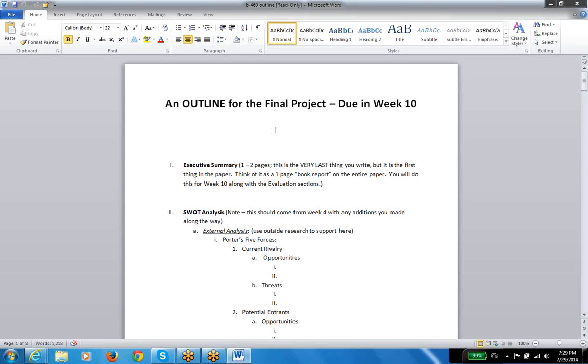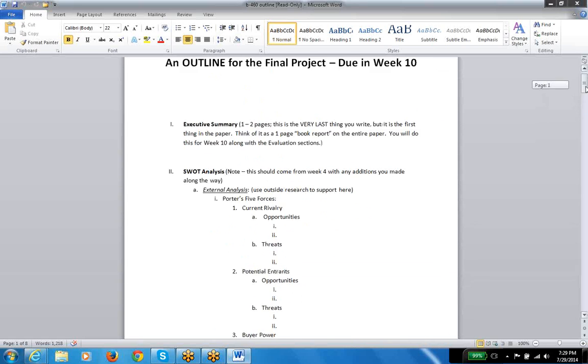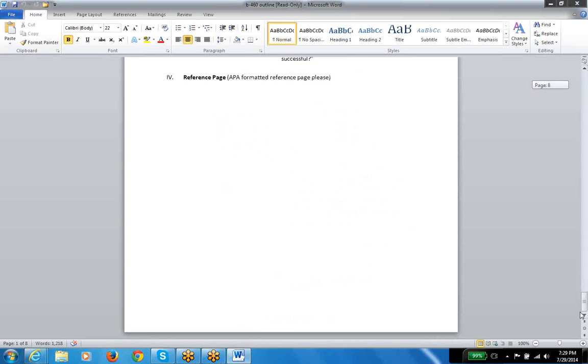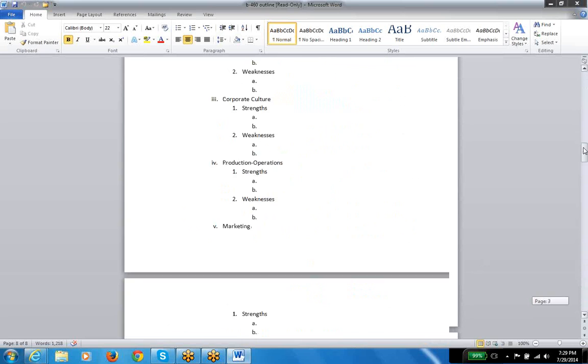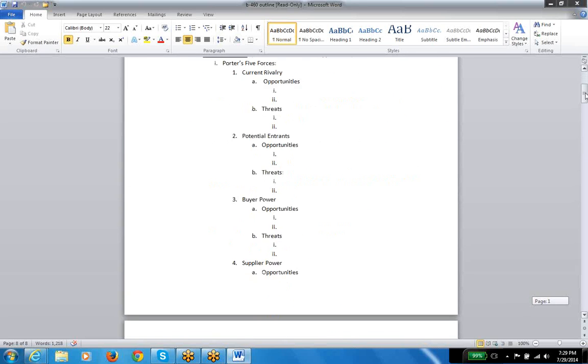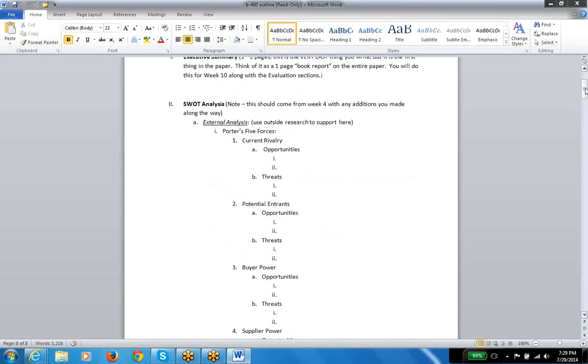What about APA? If you do some outside research for your external environment, yeah, I'd like you to attach a reference page on the end with your outside research, but the rest of this is an outline. Well, can we just use the outline? Not only can you, I require you to. What happens if we don't use the outline? I send it back to you and ask you to please put it back in the outline form.